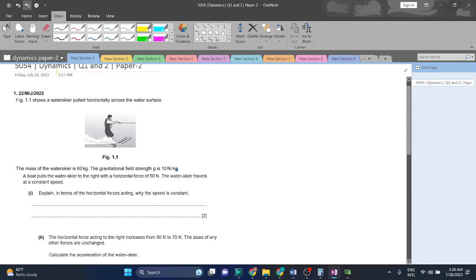Let's start. Question 1. Figure 1.1 shows a water skier pulled horizontally across the water surface. The mass of the water skier is 60 kilograms. The gravitational field strength is 10 newtons per kilogram. A boat pulls the water skier to the right with a horizontal force of 50 newtons. The water skier travels at a constant speed.